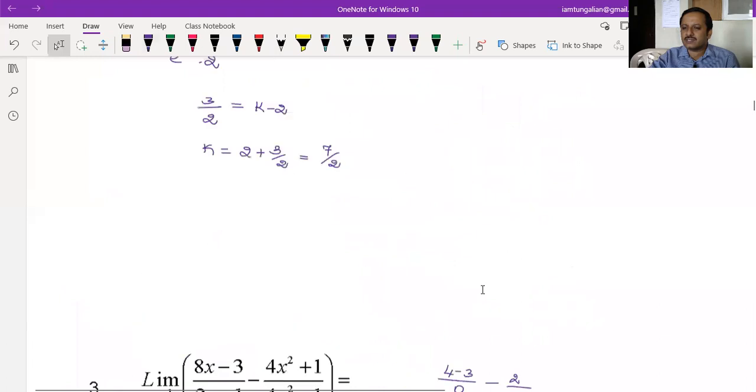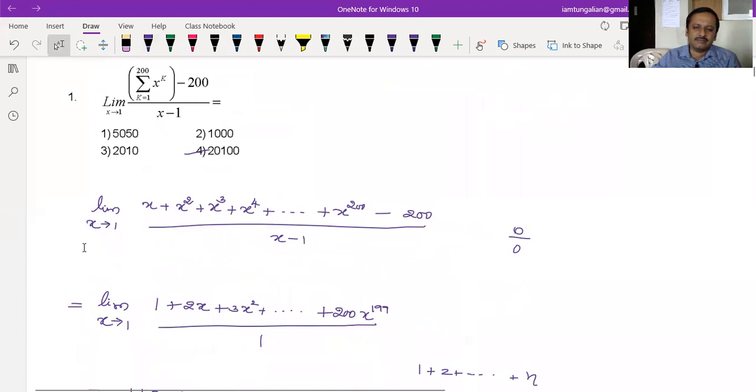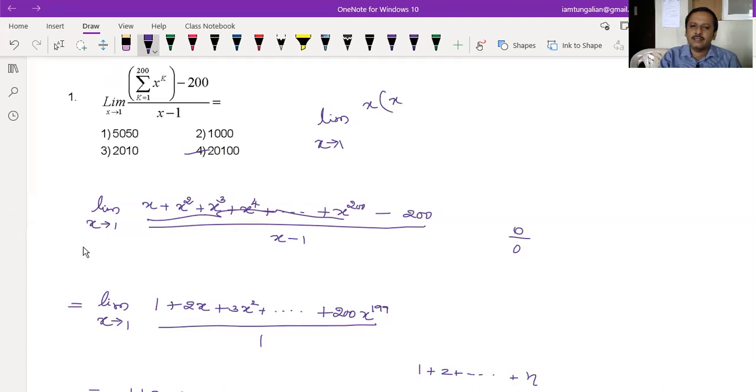Okay. So Vinith has another question, sir. Can we apply GP for question number 1? GP, yes, you can. Say x plus x square till here. Look at this. That is in GP. So if you use GP, the sum to n terms of a GP is given by a into r power n minus 1 divided by r minus 1. Here a is x, r is x, n is 200. So x into x power 200 minus 1 divided by x minus 1. Okay.